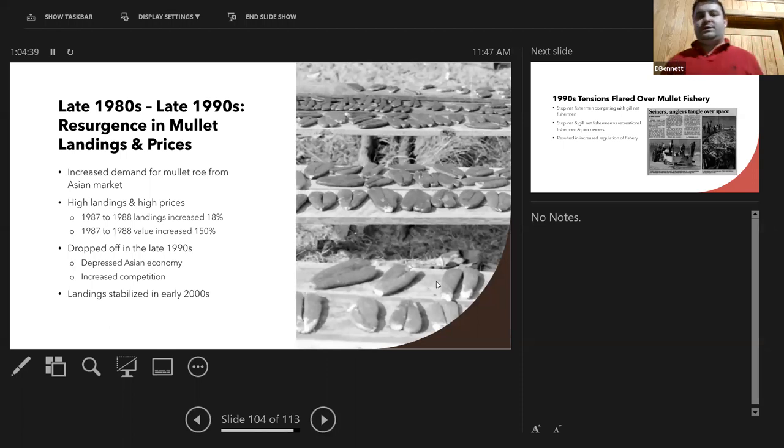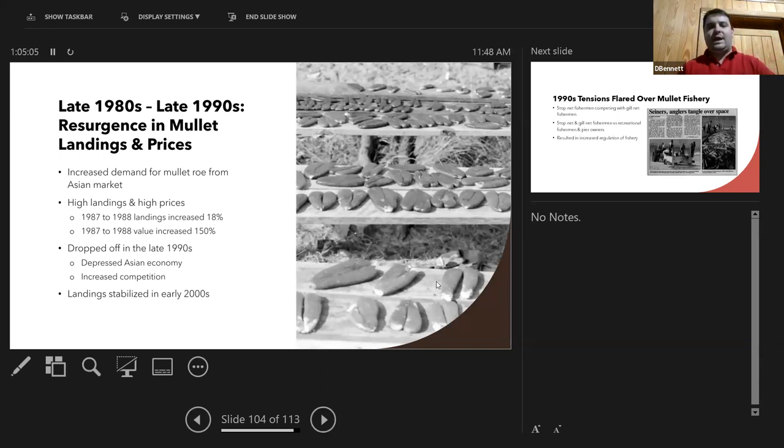In the 80s and 90s, you had a resurgence in the fishery. This is largely due to a demand for mullet roe from the Asian market. And so in the late 80s, the landings increased by 18%. Usually when you have large increases in your landings, your prices are going to go down, but not in this case. The prices actually went up by 150% because the demand was so high.